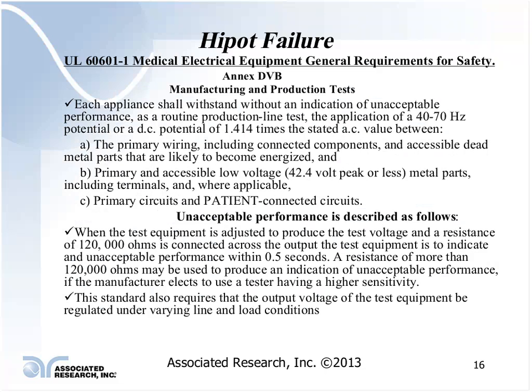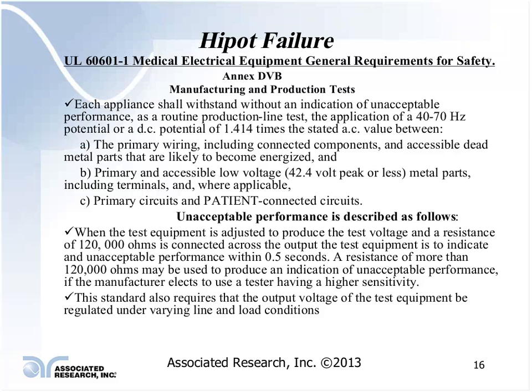Okay. Medical equipment, 60601-1: each appliance shall withstand, without an indication of unacceptable performance, as a routine production line test, the application of a 40 to 70 hertz AC potential or a DC potential of 1.414 times the stated AC value.